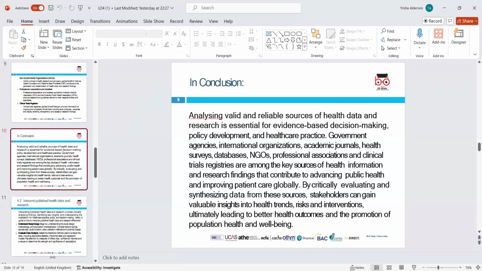But it's also important to share that information. By critically evaluating and synthesising data from these sources, the stakeholders, don't forget, those are the people who've all got a vested interest in what's going on, can gain valuable insights into health trends, risks, and interventions that are needed, which ultimately lead to better health outcomes and the promotion of population health and well-being. So valuable research is really, really important in moving things forward.